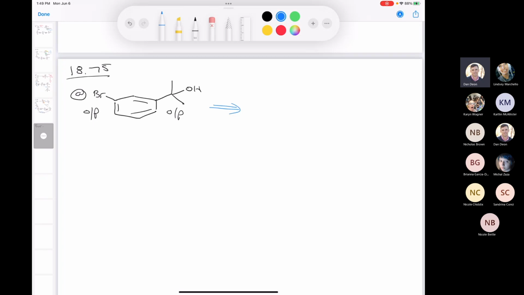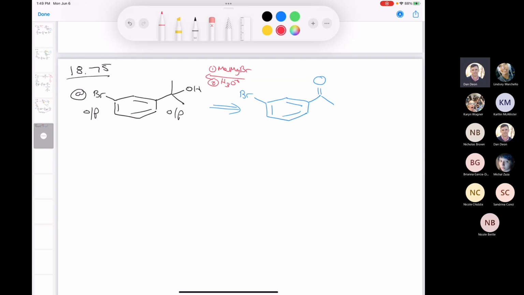Here's the key step. It's recognizing that in order to make that tertiary alcohol, this guy right here, what you would want to do is have a methyl ketone or an acetyl group there, okay? And what you would do is take this ketone and treat it with methyl magnesium bromide, so methyl Grignard, and then you would acidify that, and that would give you a tertiary alcohol.